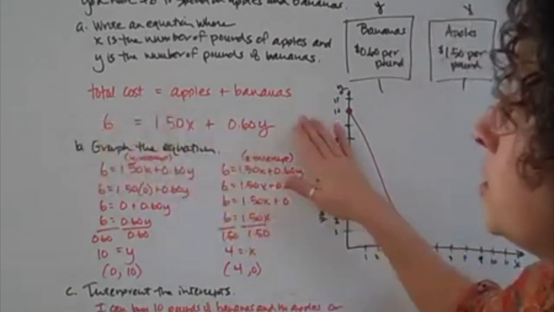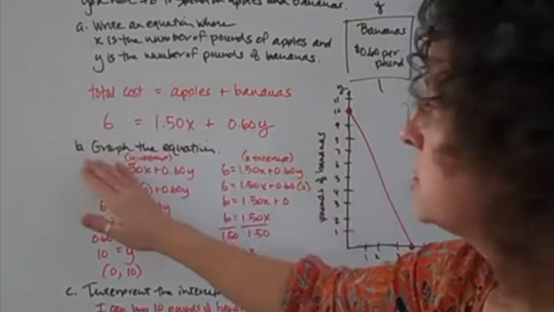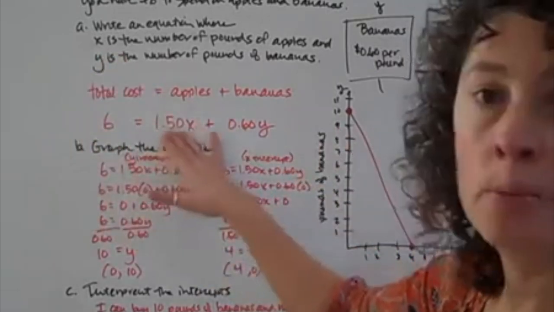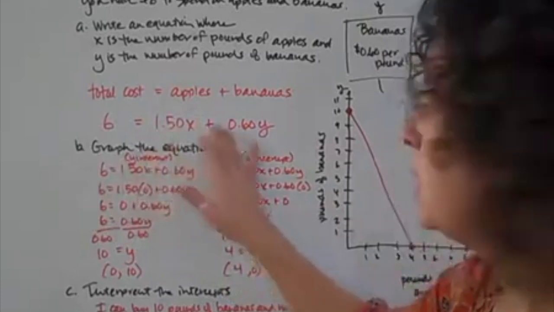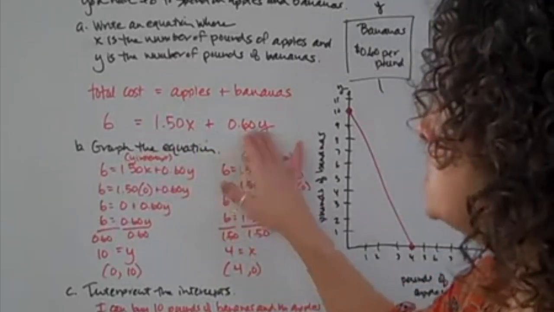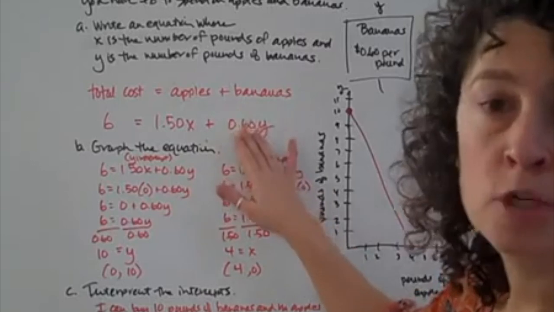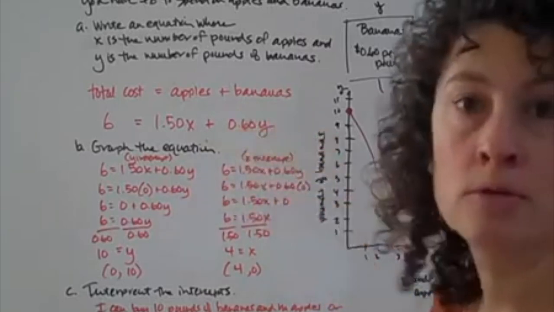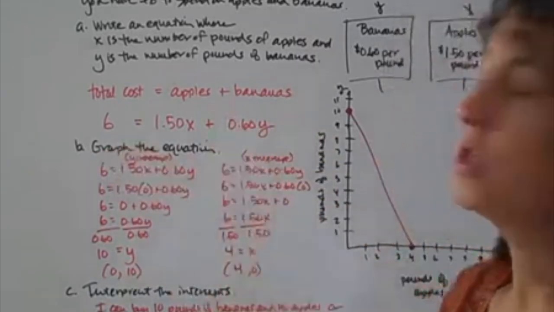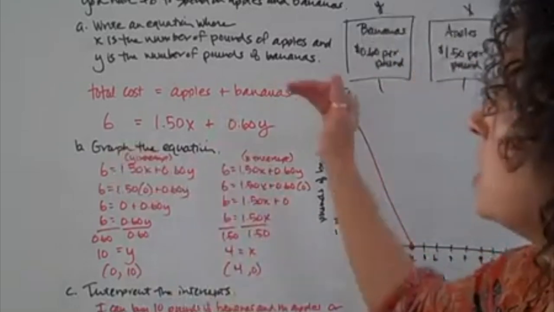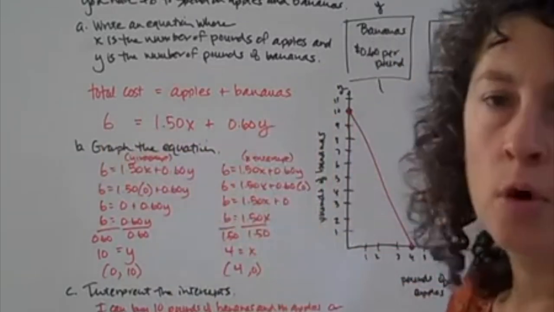All right, so here's my equation. The total cost of $6 should be equal to how much I spend on apples, and that depends on how many pounds of apples I buy, plus 0.60 times y for my bananas. How much I spend on bananas depends on how many pounds of bananas I buy. Second question, graph this equation. So we've talked about how to take an equation in standard form and graph it.